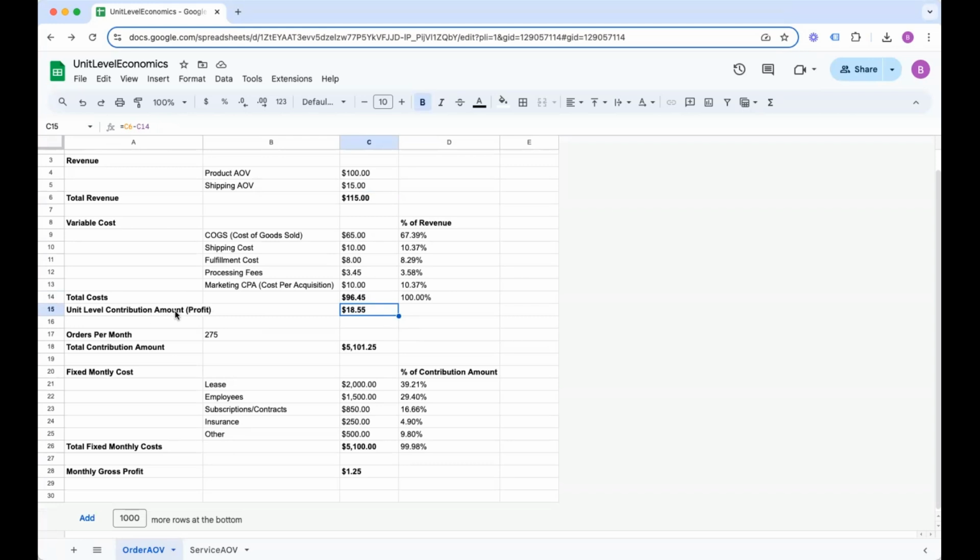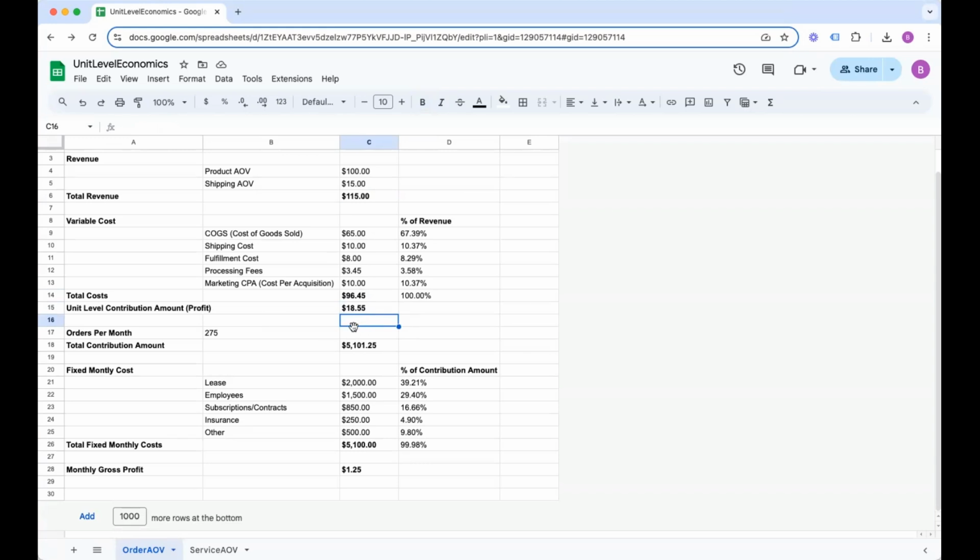I'm just calling this unit level contribution amount. It's not literally profit, but it's kind of sort of like profit. It's also known as contribution margin. It's the amount that you're getting on the unit level that you could use to apply towards the fixed cost side of your business. So that's where we get into this stuff.